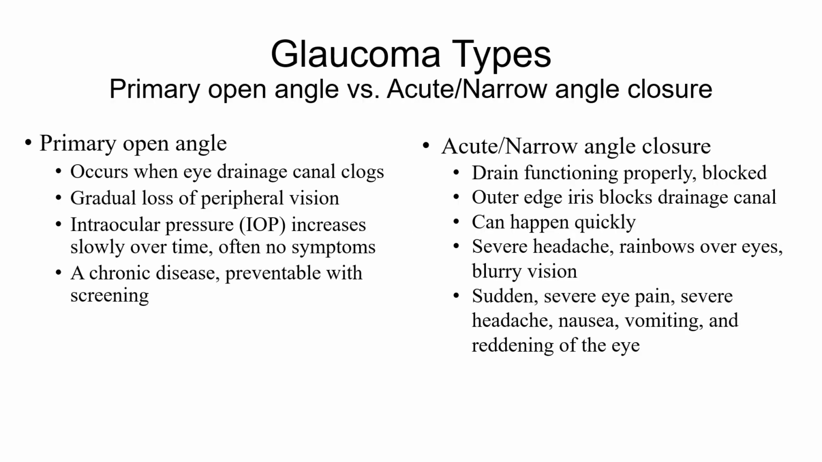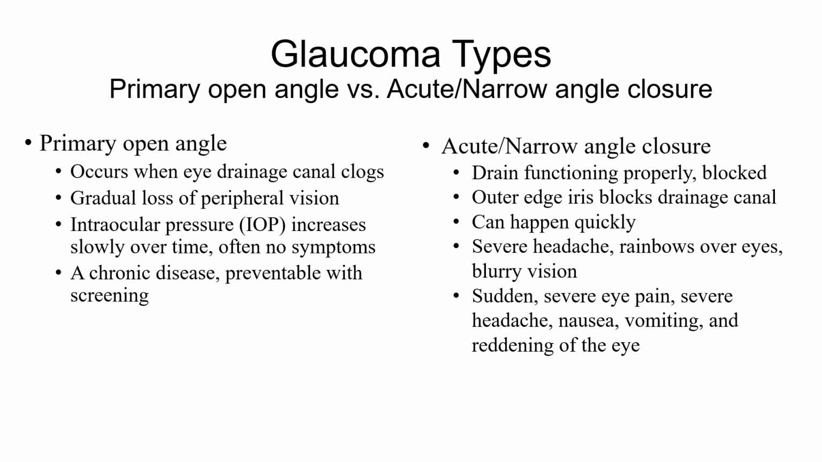So open angle is a gradual loss of peripheral vision. The intraocular pressure increases over time. Not necessarily are there any major symptoms. Just when they do the eye pressure test, it's noted to be elevated. It's chronic, but can be preventable with screening, because as the pressure gets high enough, or the optic nerve appears to be getting damaged, they can start doing drops and things like that.